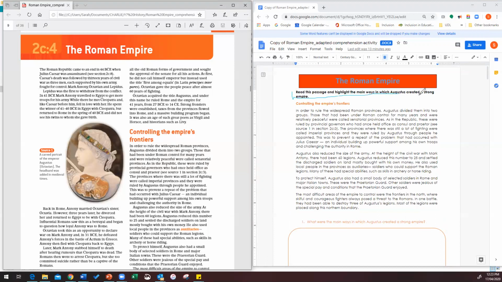Here, read this passage and highlight. Whoops, that didn't work very well. Let's rub that out. Let's try this stamp. Read this passage and highlight the main ways in which Augustus created a strong empire.